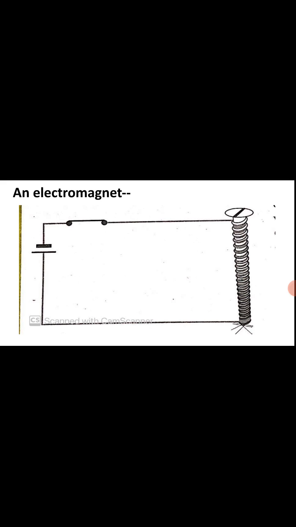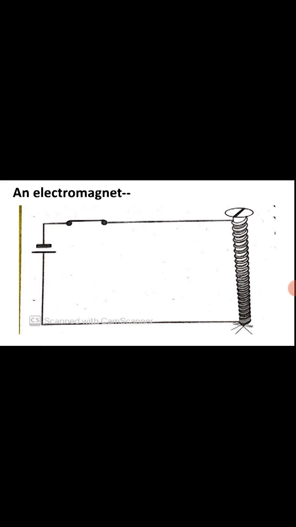Why will it attract the pins? Because it behaves like a magnet. And when we stop the flowing current, when we switch off, what happens? The coil loses its magnetism. Such coils are called electromagnets. Now, do you understand what an electromagnet is?